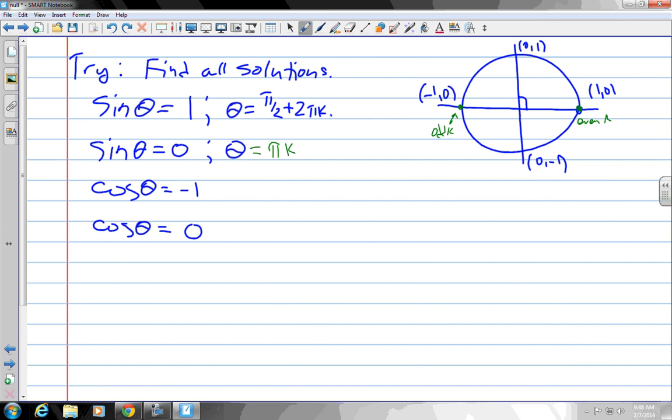How about cosine theta equals -1? Where does that happen? 180. So that's the only point, right? Because the x value is -1. So that's pi. Theta equals pi, but then plus 2 pi k. That's the only point, so the period is 2 pi on that one. Is that okay? How about the last one?